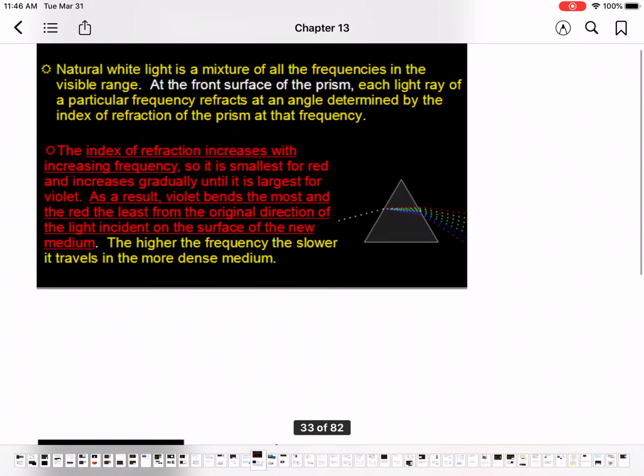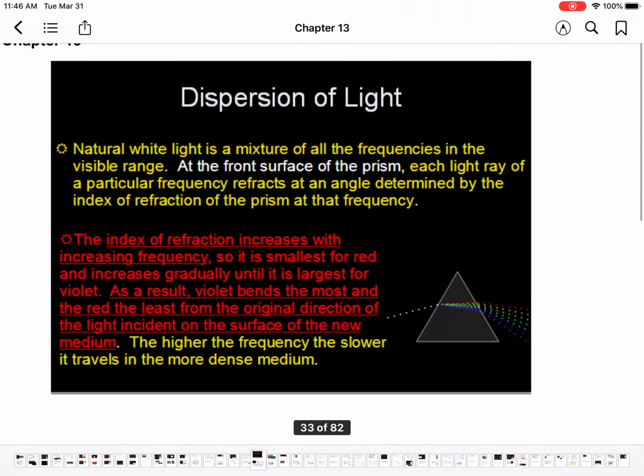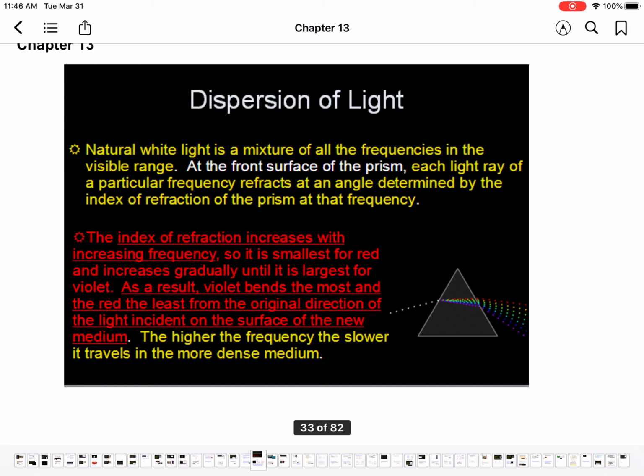Dispersion of light is basically due to the fact that different frequencies of light will refract differently, right? So the index of refraction increases with increasing frequency. It's smallest for red and increases gradually until it's largest for violet. As a result, violet bends best and red refracts rotten. Okay.